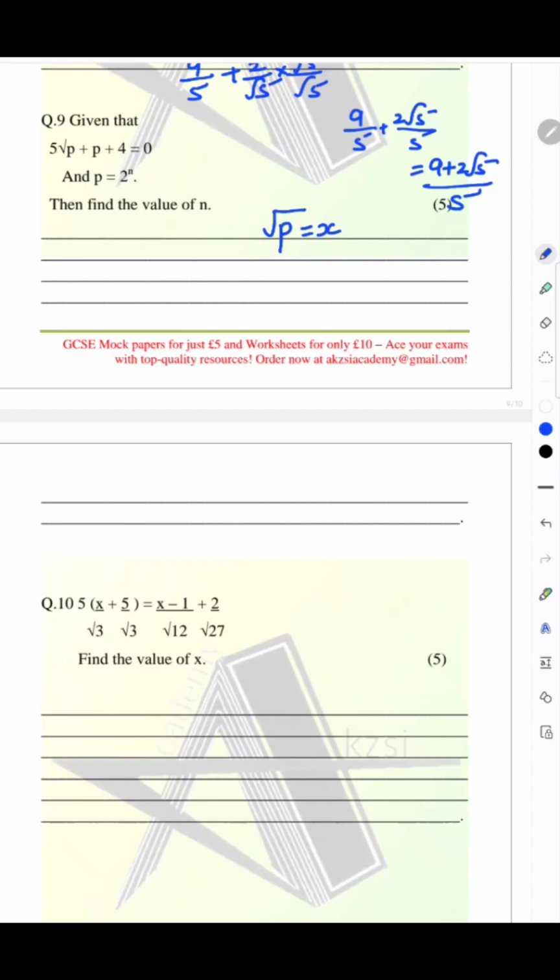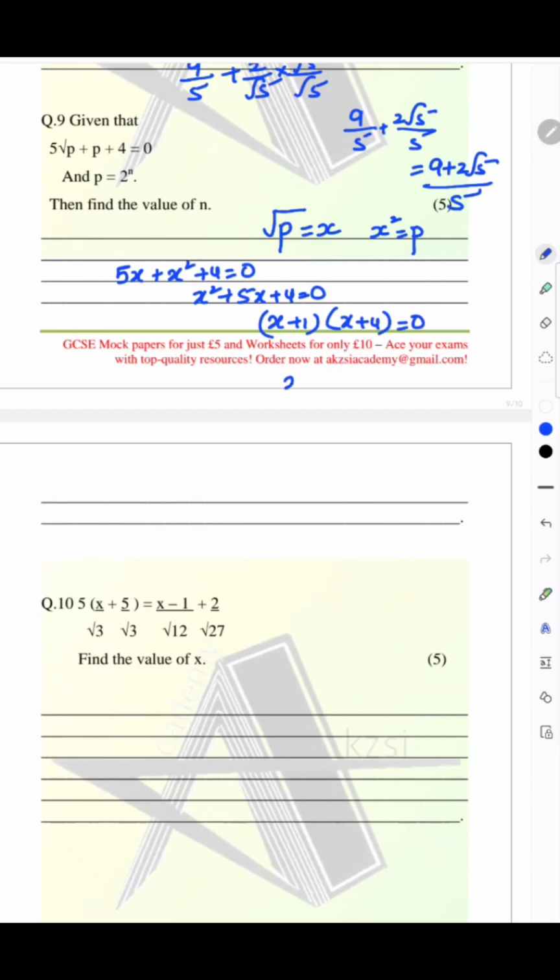If you assume root p as x, then squaring both sides, x squared will be p. I need to replace, because root p we have assumed as x, so this will be 5x plus, then p will become x squared, plus 4 equals 0. Now it's definitely looking like a quadratic. So x squared plus 5x plus 4 can be factorized as (x plus 1) times (x plus 4) equals 0.